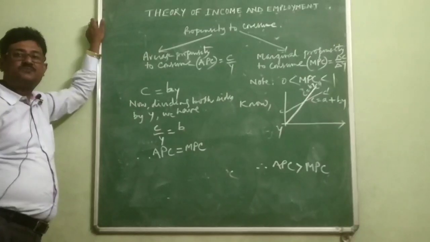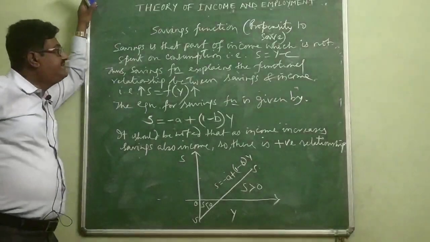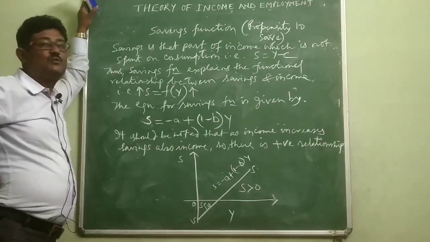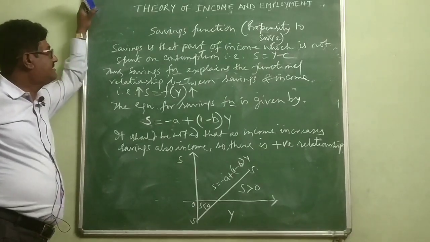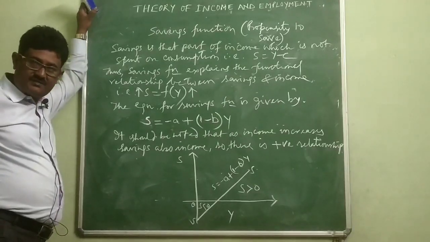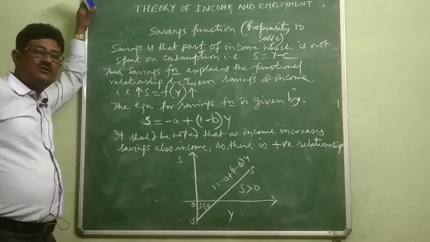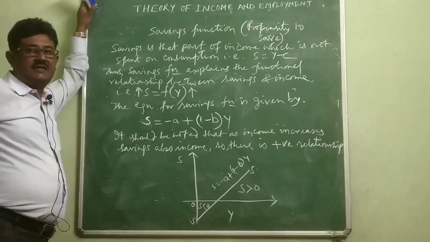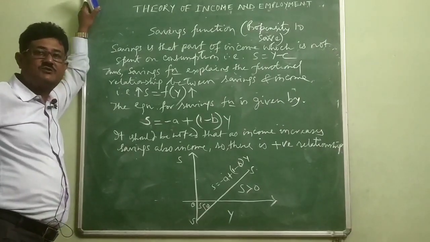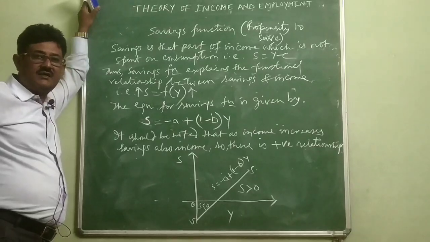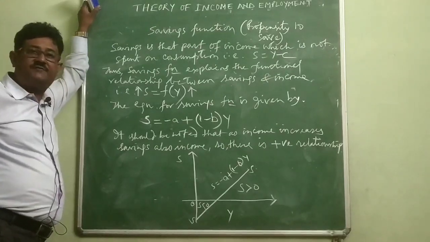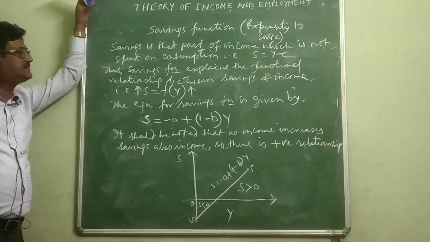Now we are moving on to savings function. Savings function, also called propensity to save, means what? Before explaining that, we must know what is savings. Savings is that part of income which is not spent on consumption. Now we know that Y is equal to C plus S. C plus S means consumption expenditure plus savings. So we can write that S is equal to Y minus C. That means it is that part of your current income which is not spent on consumption.